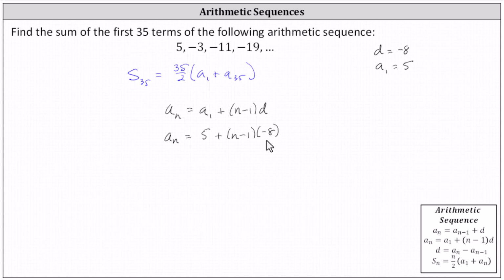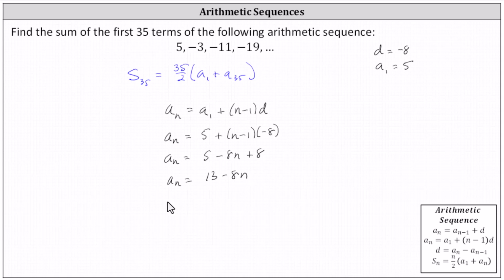Let's go ahead and simplify by distributing negative 8 and combining like terms. We have a sub n equals 5, and then plus negative 8 times n, which is plus negative 8n, or minus 8n, and then plus negative 8 times negative 1, which gives us plus 8. Simplifying, we have a sub n equals 13 minus 8n, and now we can use this formula to determine a sub 35.